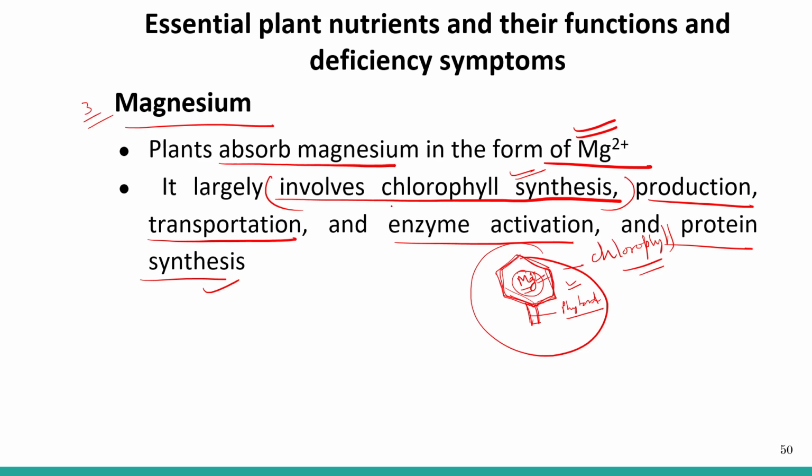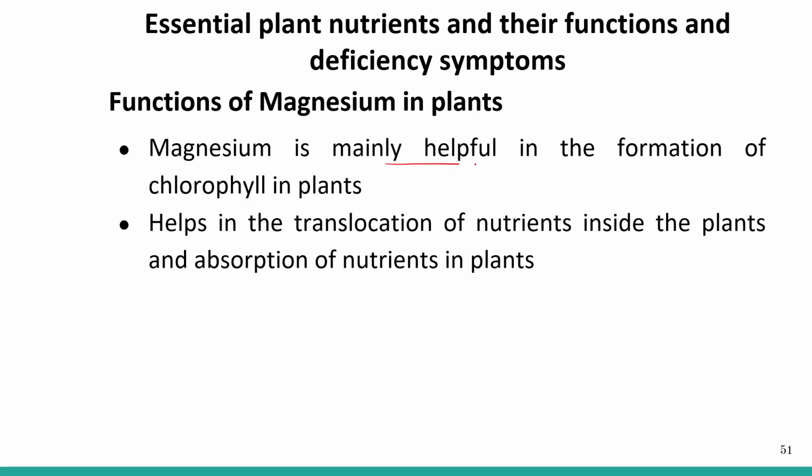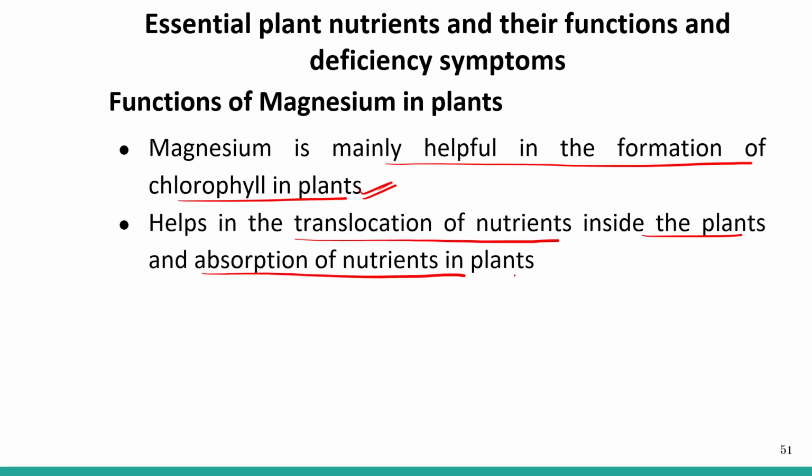So now, for the synthesis of chlorophyll, there is a requirement of magnesium. If the magnesium is less, then there will be less chlorophyll, and on the contrary, photosynthesis will be affected, right? So magnesium is mainly helpful in the formation of chlorophyll in the plant. Just now we have discussed. It helps in the translocation of nutrients inside the plants and absorption of nutrients in the plants. So not only is it important for the translocation of other nutrients, it also affects the absorption of important nutrients.